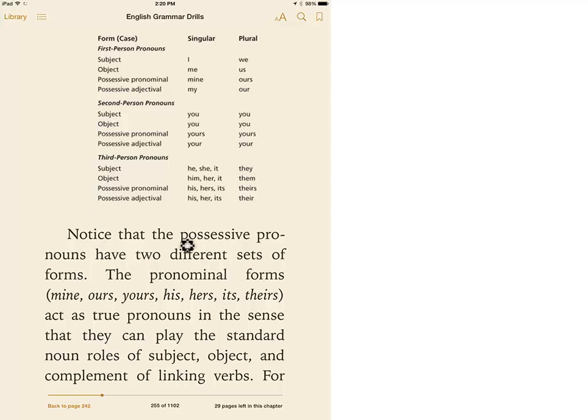Okay, it says, notice that the possessive pronouns have two different sets of forms. The pronominal forms, mine, ours, yours, his, hers, its, and theirs, and they act as true pronouns. So the pronominal possessive acts as true pronouns. It means they are the pronoun. There's no noun afterwards, okay? The other ones, the possessive adjectival, act as adjectives.